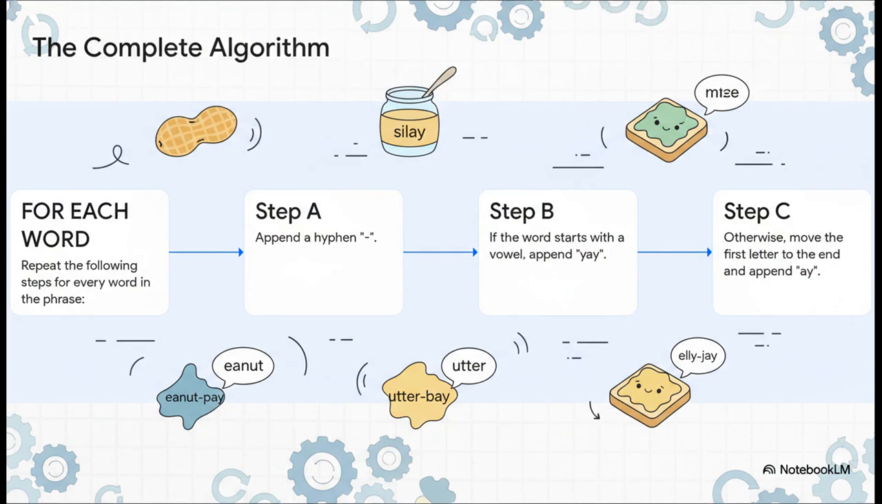Now look at this. We've wrapped our entire decision-making process inside one simple instruction: for each word in the phrase. That one line tells the computer to run our whole translation logic on every single word all by itself. With this loop, peanut butter and jelly becomes unit pay, utter bay, and yay, LEJ. Just like that, we've built a complete, powerful algorithm.